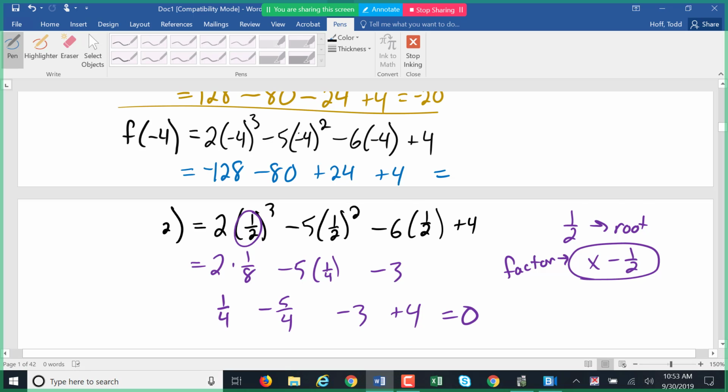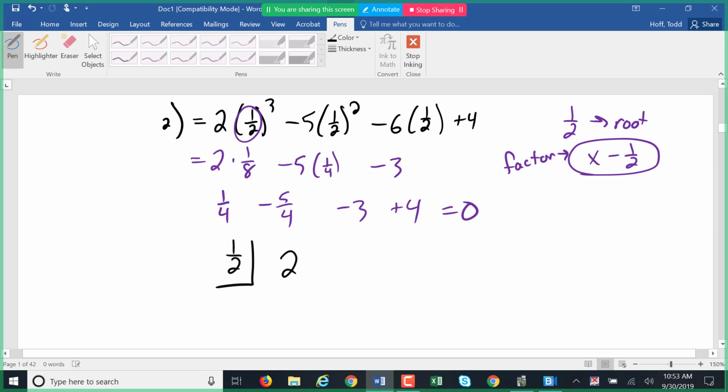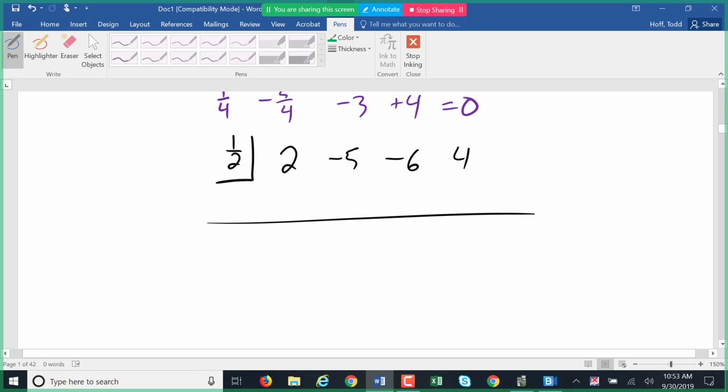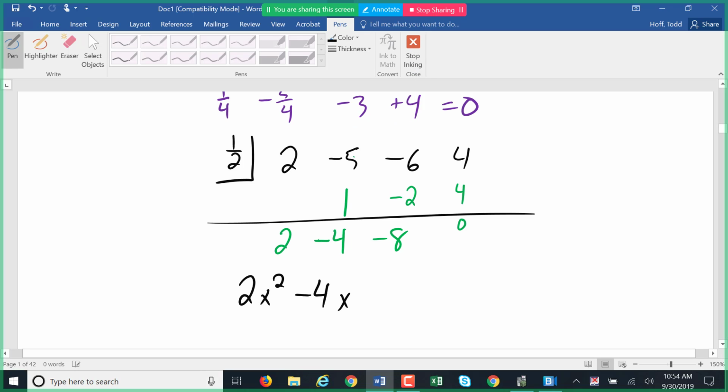So that means we can divide this out. I'm going to use that 1/2 in my synthetic division. I've got 2, -5, -6, and 4. So I bring down the 2. 2 times 1/2 is 1. -5 plus 1 is a -4. -4 times 1/2 is a -2. -6 plus -2 is a -8. -8 times 1/2 is -4, and 4 plus -4 gives us a remainder of 0, which we're expecting. So that means we have left here 2x squared minus 4x minus 8. So that, of course, is with that factor x minus 1/2.